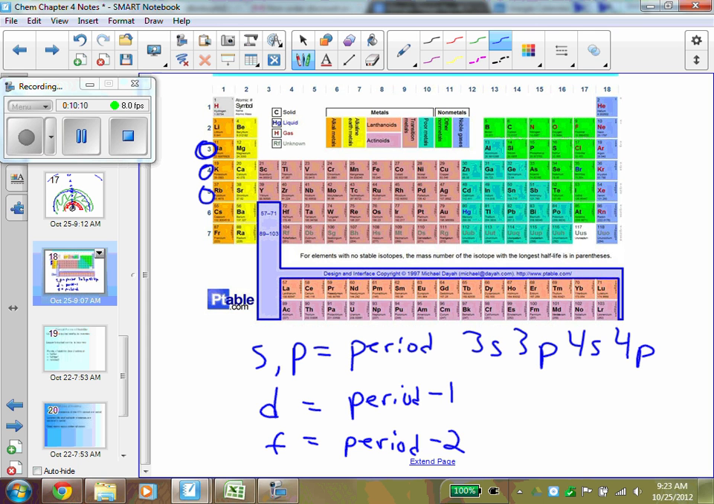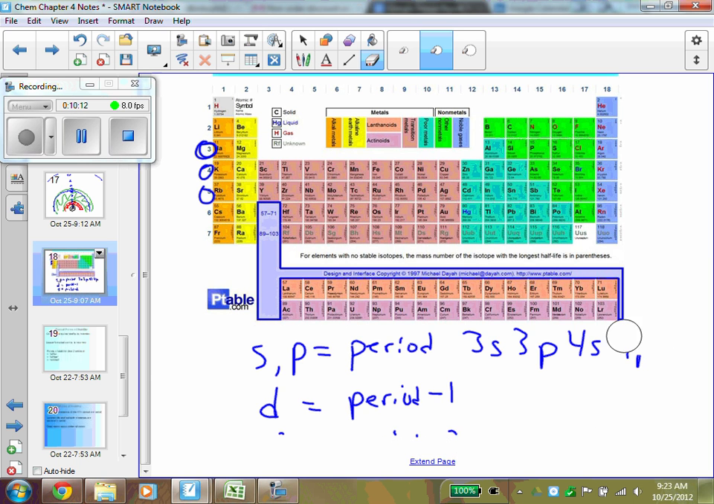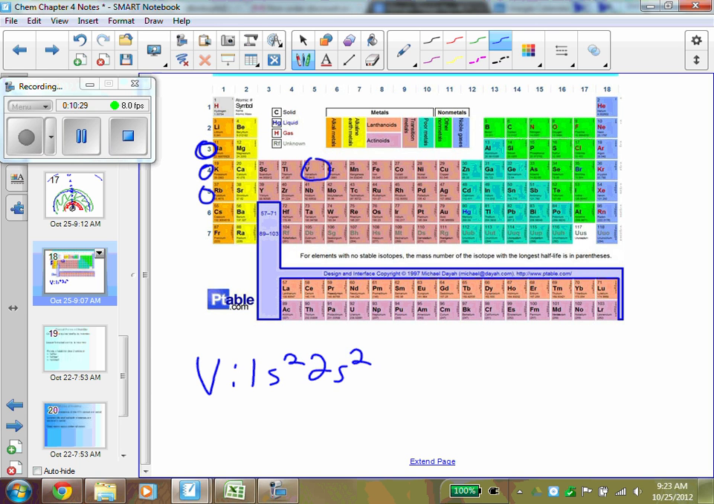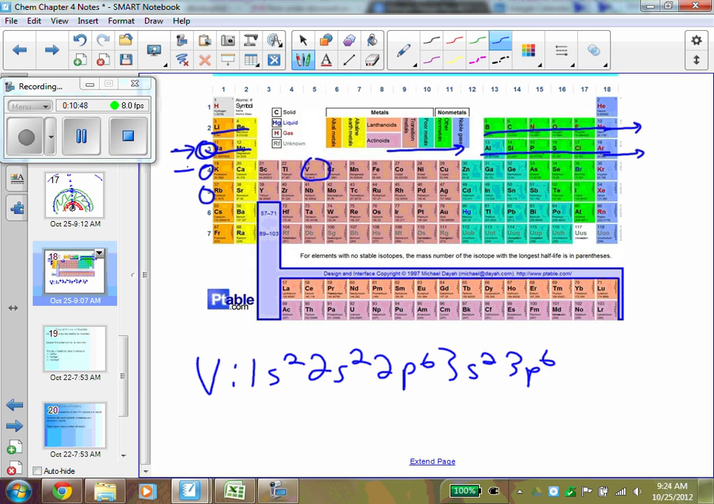So the way this works is this. If we follow the rules that we just established, let's do vanadium. Let's do the whole complete configuration. We have 1s2 and then 2s2, and then 2p6. So I'm done, move on. Now I'm on the 3s2, and then move all the way over here, 3p6. So keep going. Now I'm in 4s2.